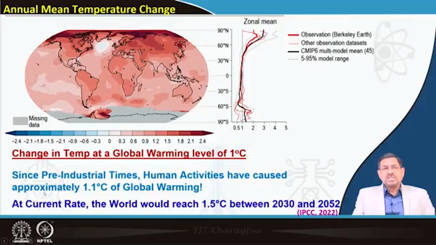So, you see, since pre-industrial times, human activities have caused approximately 1.1 degree centigrade of global warming. At the current rate, the world would reach 1.5 degree centigrade somewhere between 2030 and 2052. So, at the current rate, the BAU scenario, business as usual scenario, by perhaps 2050 or mid of the century, the world would receive an average surface temperature rise of about 1.5 degree centigrade in comparison to the pre-industrial era.